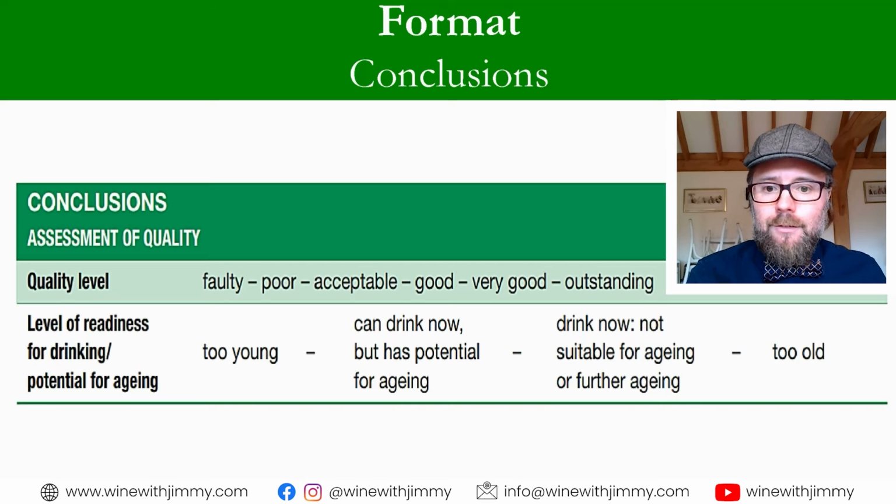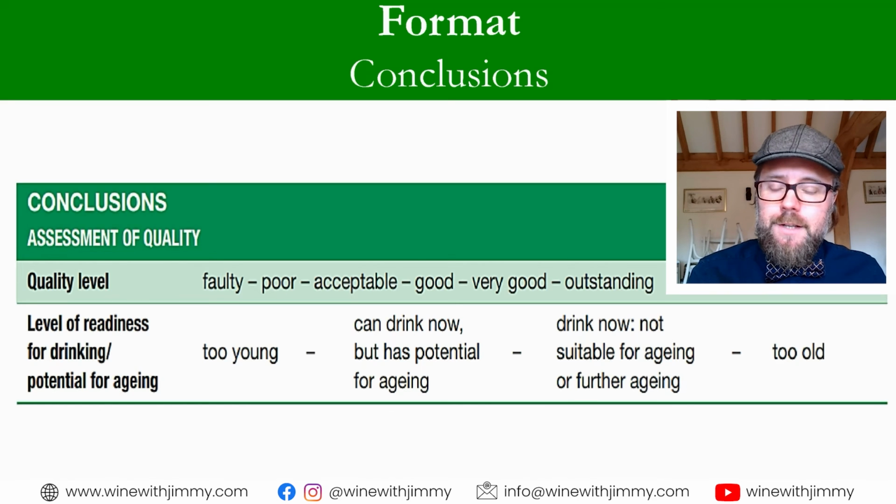The right-hand column, where we go on the quality level from faulty to outstanding, and then we have the four sections for readiness for drinking: too young, can drink now but has potential for aging, drink now but not suitable for further aging, and too old. These are descriptors of the category headings in conclusions. On the left-hand side, the category headings are quality and level of readiness for drinking.